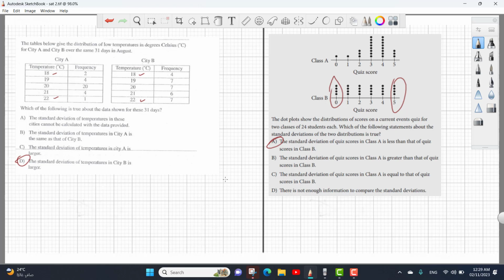These are the exercises that usually ask about on the SAT, and you can also always calculate the standard deviation using the calculator just to be sure, but it will take time. You can save your time by just noticing and seeing the values. More scattered values, the standard deviation will be bigger. More values close to the mean, the standard deviation will be smaller.